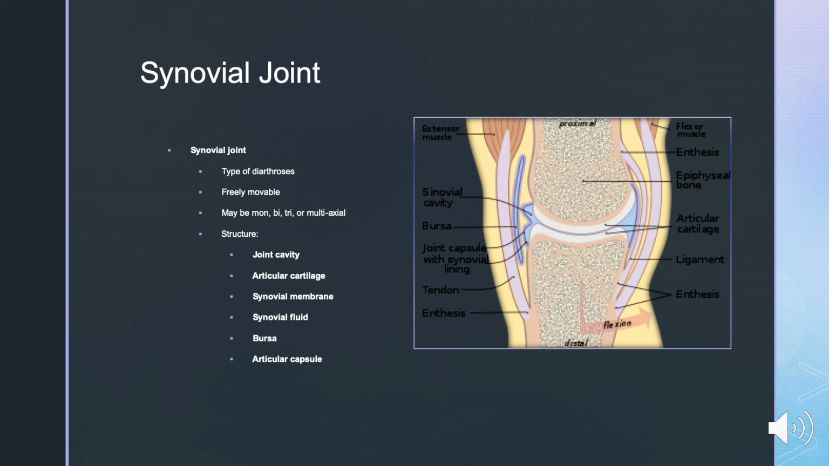So all diarthrotic joints are also known as synovial joints, and this means that they have a joint cavity lined by a membrane. They're freely movable, and you can have varying axes of motion. It can be singular, you can have two axes, three, or multi-axial. The diagram here outlines all the key components of a synovial joint, and there's also a great one in your book that I would highly recommend checking out.